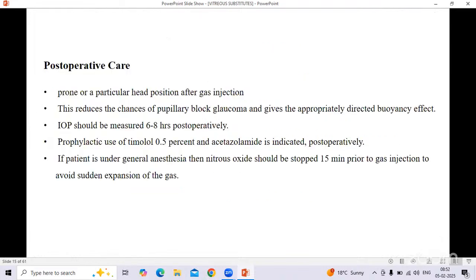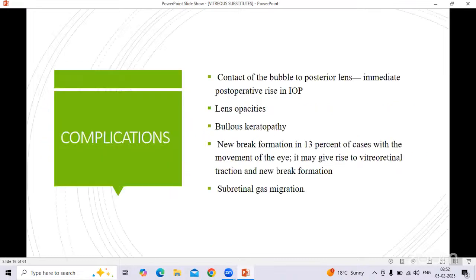Post-operative care is the patient should be in prone position, and the IOP should be measured post-operatively after 6 to 8 hours, and a prophylactic AGM should be started. And if the patient is under general anesthesia, then nitrous oxide should be stopped 15 minutes prior to gas injection to avoid sudden expansion of the gas.